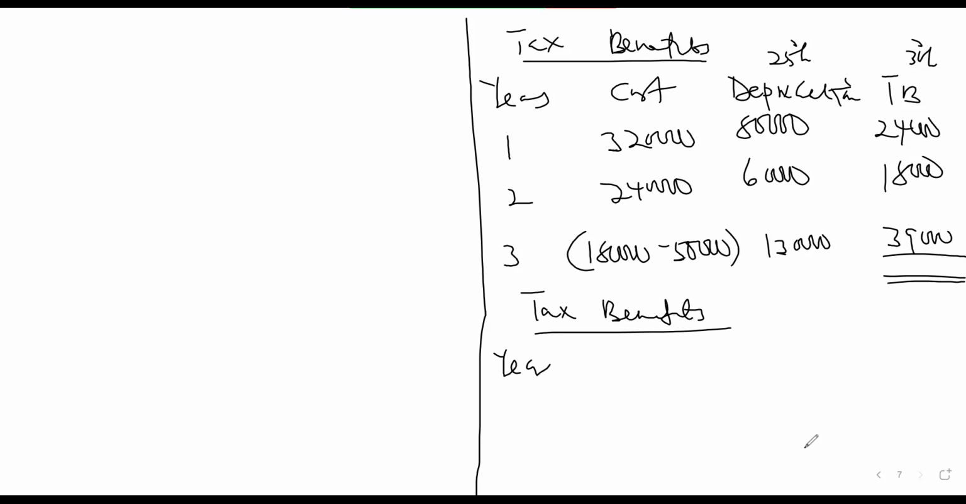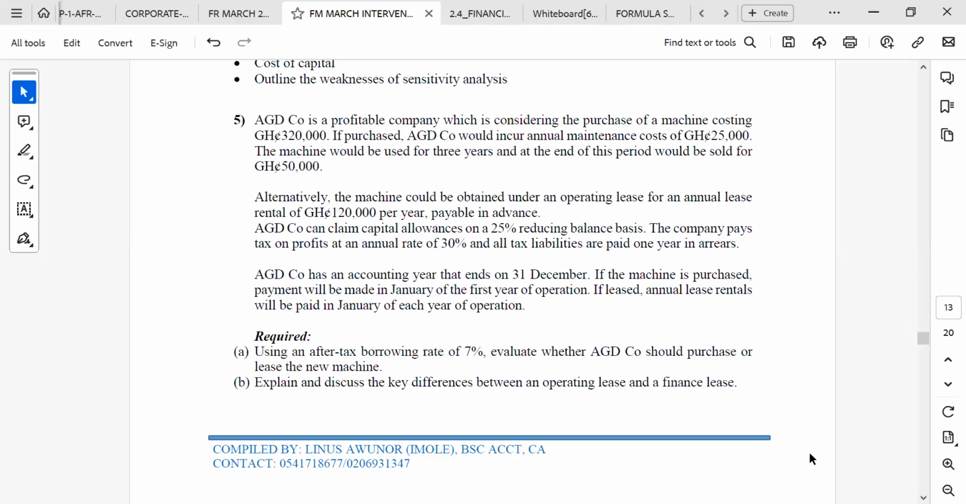You see that the capital allowance will come, and the tax benefit of the maintenance will also come. Yes, please. The residual value, is it 50,000 or 5,000? Let me check. It's 50,000. Oh, okay, all right.